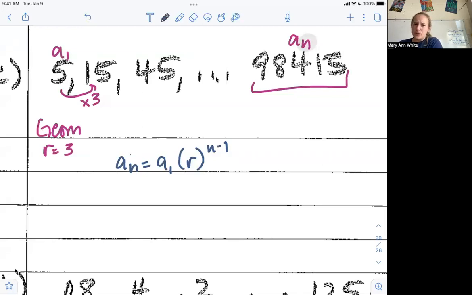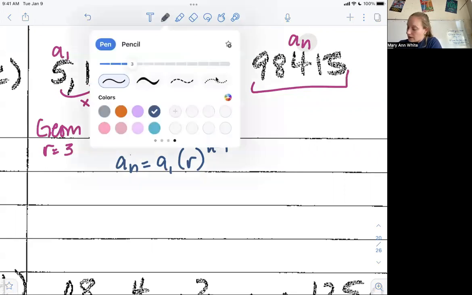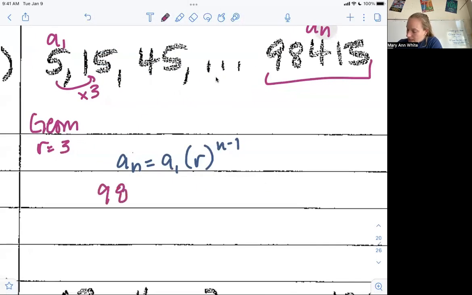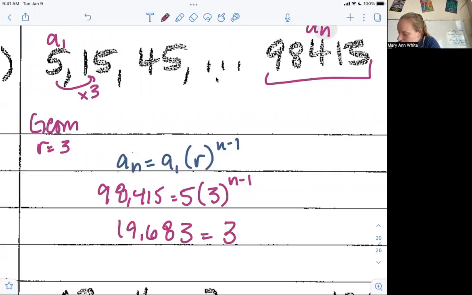Now, this is going to be the hardest thing we do today, which is fine, but it's going to make you remember back to December, which I'm sure a lot of us don't. My a sub n is 98,415. My a sub 1 is 5, and then my r is 3. Okay, the first step is super simple. Just divide by 5. And when you divide by 5 on both sides, I get 19,683 equals 3 raised to the n minus 1.